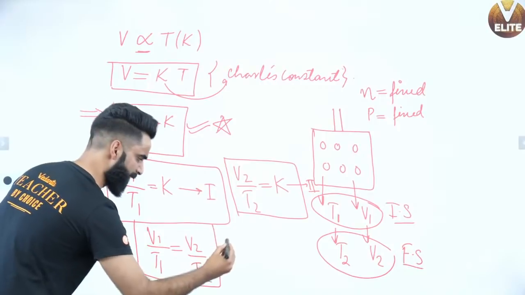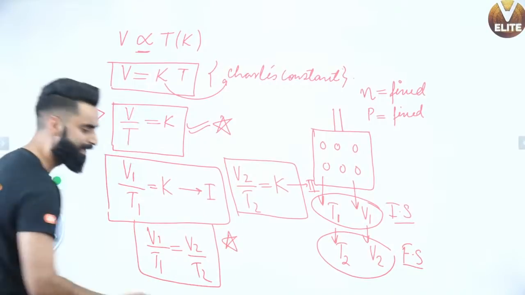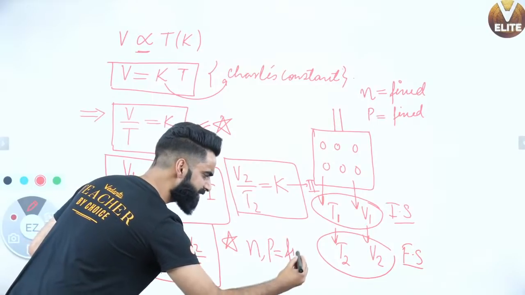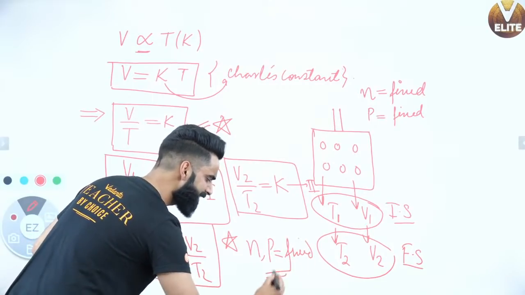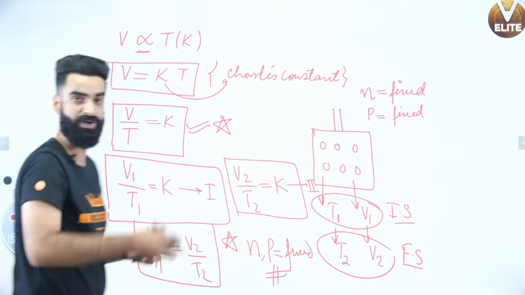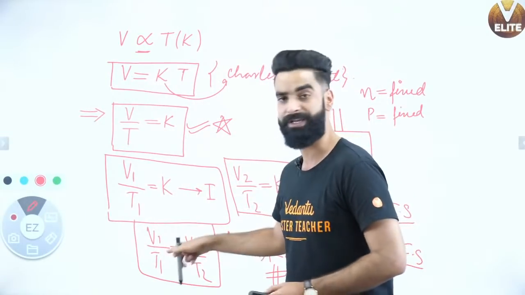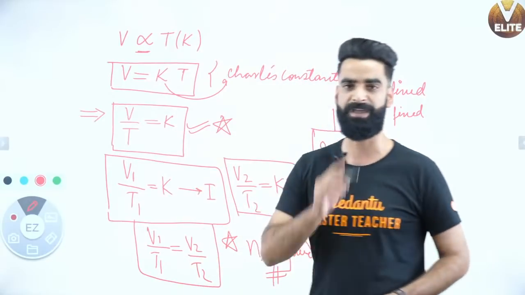But this equation will be only valid if the number of moles and pressure of the gas are kept constant. This is something which I want you guys to remember from now onwards. As per Charles' law, V1 divided by T1 is equal to V2 divided by T2.